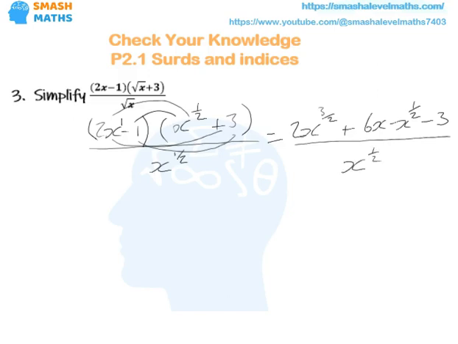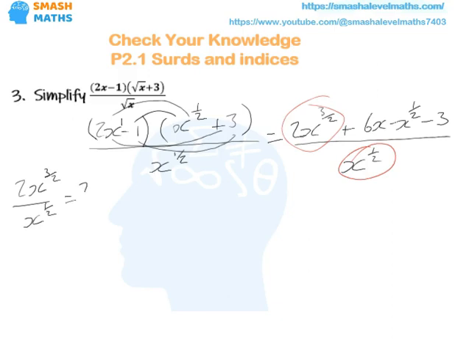Now what we're going to do now is divide each individual term on the top by the term on the bottom, because the whole thing is being divided by x to the power half. So let's just have a look at what's going to happen if I take the first pair. So if I take that one there and divide it by that one there. So what we've got is 2x to the power 3 over 2 divided by x to the power half.